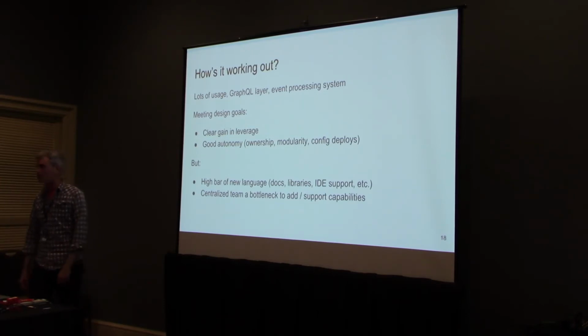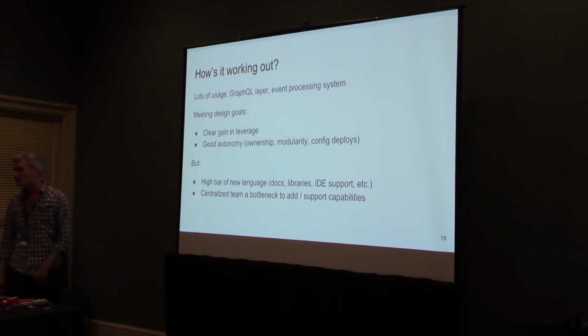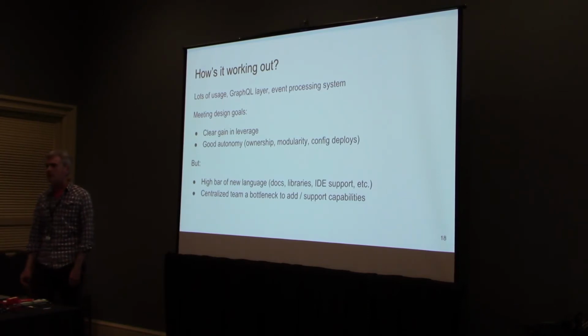Okay, so how is this working out? This system is getting a lot of usage at Twitter. I think there are more than 200 microservices running on the system right now. It's giving us some interesting extensions. So we built a GraphQL layer on top of this. I don't know if people are familiar with this, but it's a generic web API which we're using in the mobile clients for Twitter.